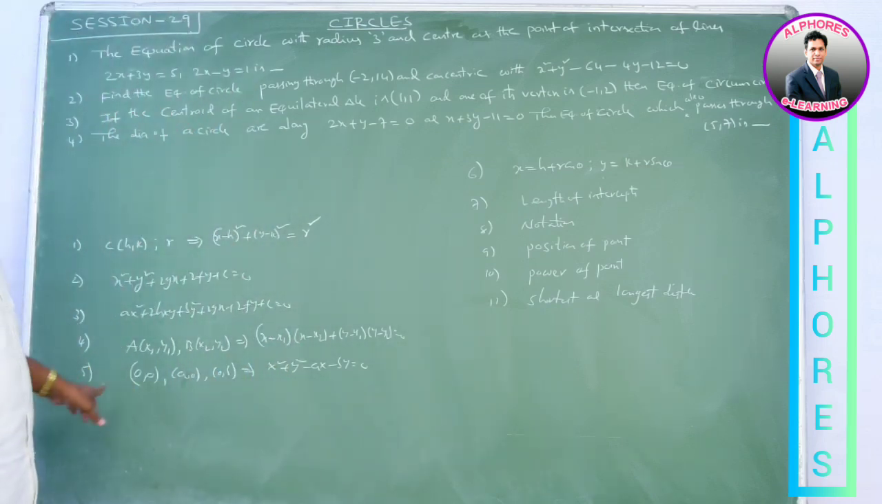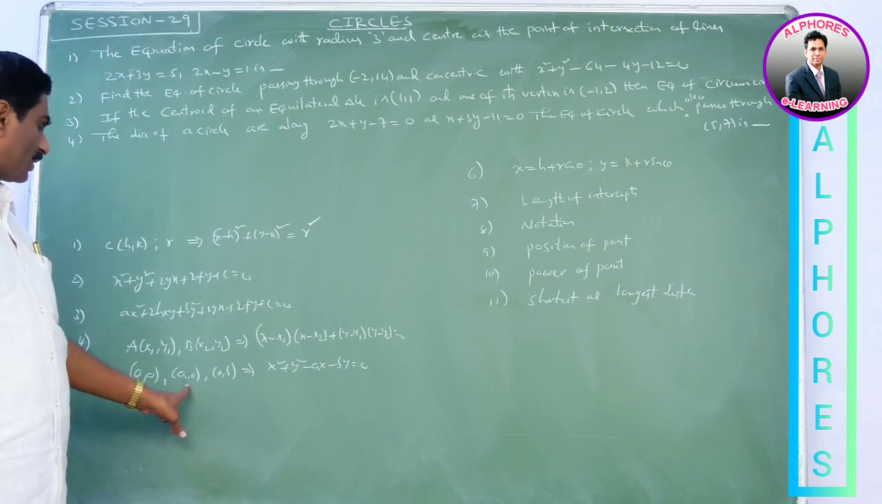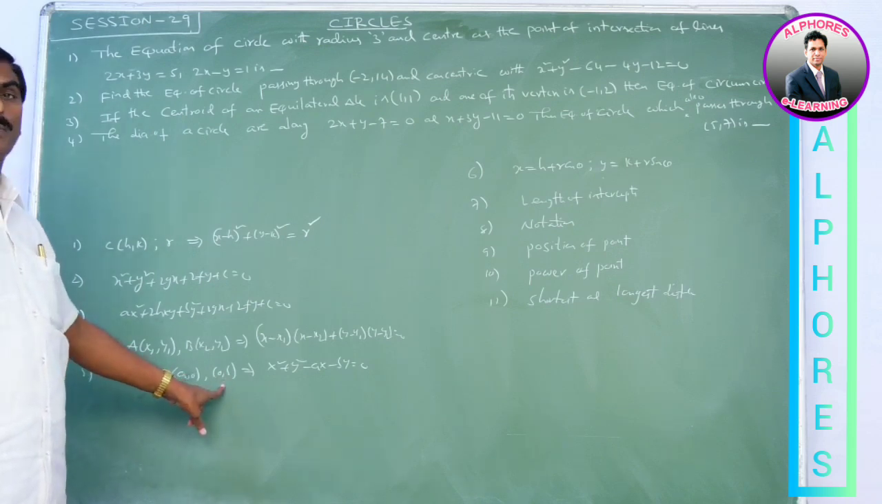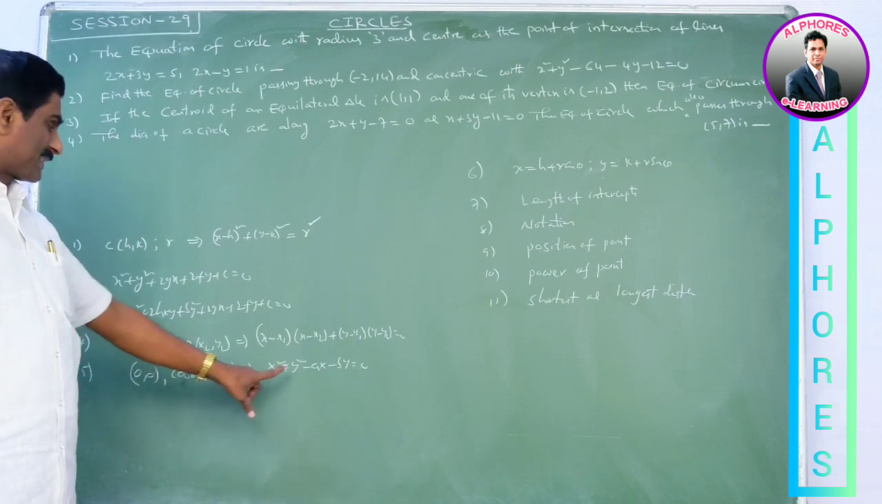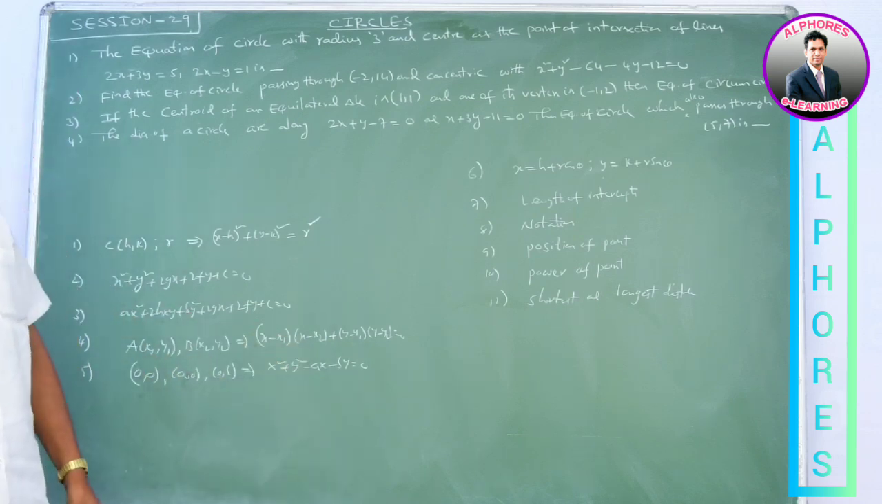Next, the equation of the circle passing through (0, 0), (a, 0) and (0, b) is x square plus y square minus ax minus by is equal to 0.